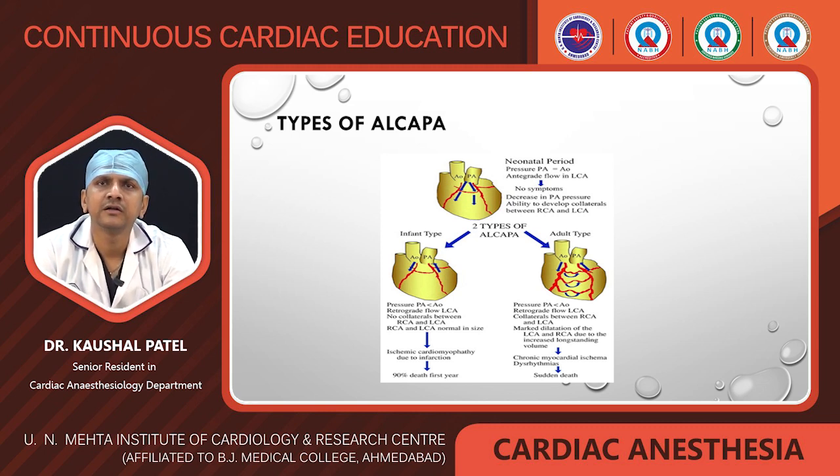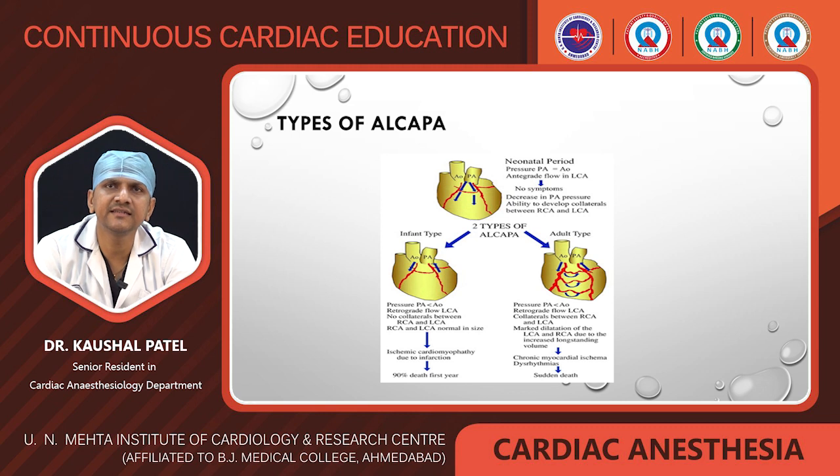Now coming to the adult type of ALCAPA. In adult type of ALCAPA, similar pathophysiologies occur as in the infant type, but the main change in the adult type is that there is abundant collateral development between the right coronary artery and the left coronary artery. So the left side of the heart can get oxygenated blood supply through the multiple collaterals developed between the right coronary artery and the left coronary artery, and the size of the right coronary artery, due to the development of the multiple collaterals, is very large.